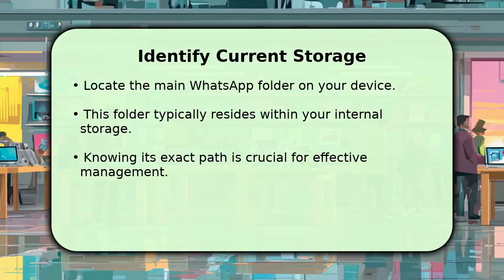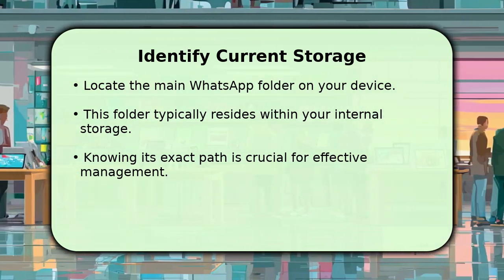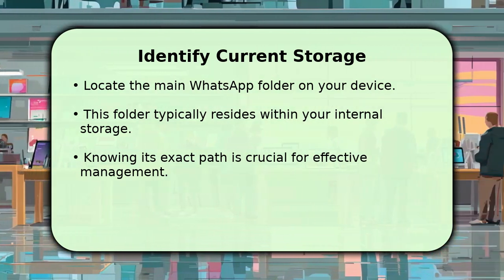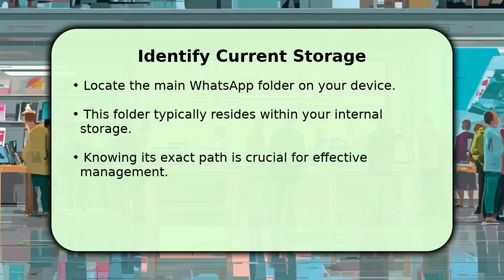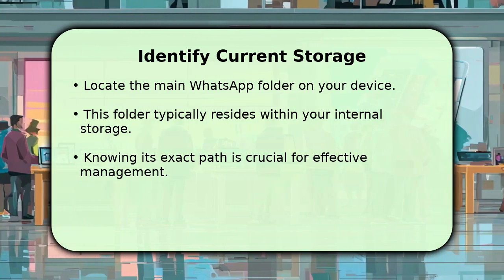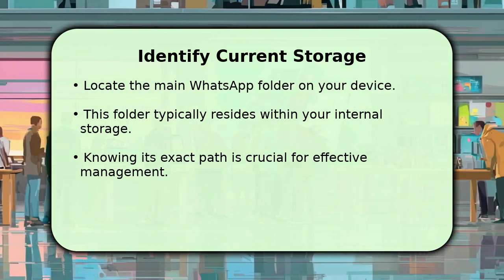First, let's identify where WhatsApp currently stores its data. Open your phone's file manager, then navigate to the Android folder, followed by Media, and finally, WhatsApp. Inside, you will see the WhatsApp folder, which contains all your chats and media. This initial step helps you understand your current storage landscape before making any changes.